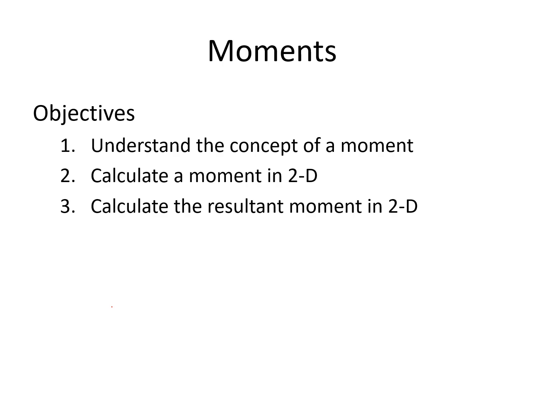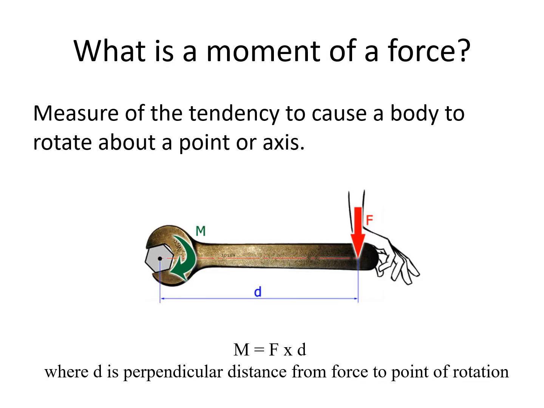All right, today we're going to talk about the concept of a moment and learn how to calculate what a moment is in 2D. So what is the moment of a force? It's the measure of the tendency of that force to cause a body to rotate about a specific point or axis. Mathematically, we define it as the magnitude of the force times the distance from that force to the point about which the rotation is occurring.